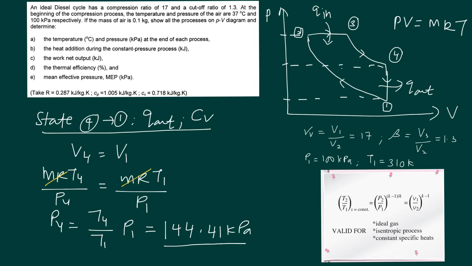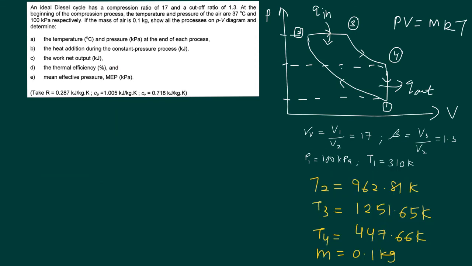So you can check on the value that you got, right? Your P1 is actually at 100 kilopascal. Your P4 is about 144, and this P2, P3 is about 5000 kilopascal. Now that you get all the values for your T1 up until T4, you can complete the rest of the question here. Alright, so now that you have all the values of the temperature that you need at all states, let's solve for the B part.